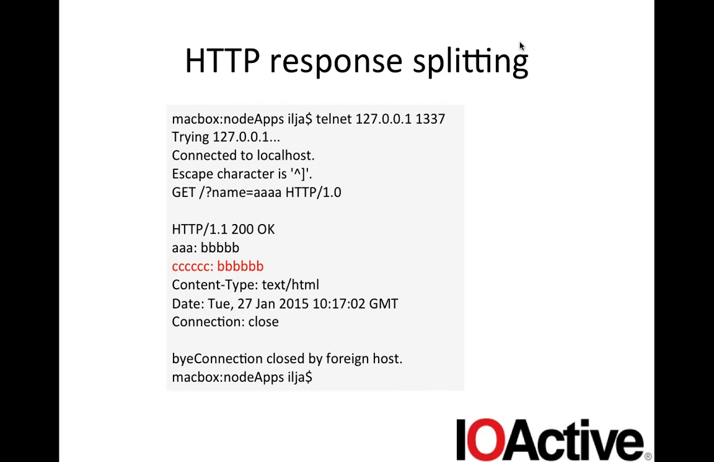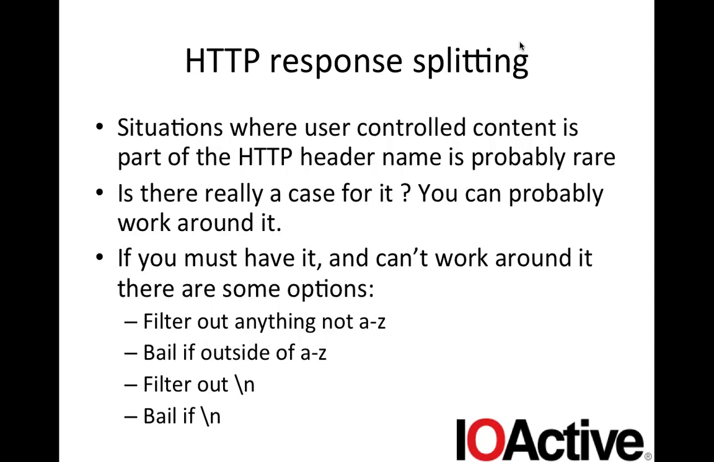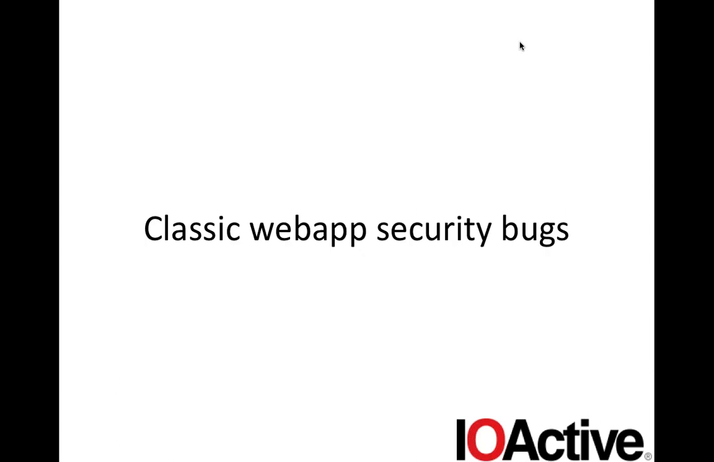Now, it's really rare that a client gets to have control over the header name that the server sends back, but I don't think it's unprecedented, right? And so I wrote this very simple proof of concept where basically you see the next line in the header name, and then if you test this, sure enough, there's HTTP response splitting in there. So it is possible, but only in the header name, and so that makes it quite rare, but not unprecedented. And so the question is, is there really a case for it? You can probably work around it.